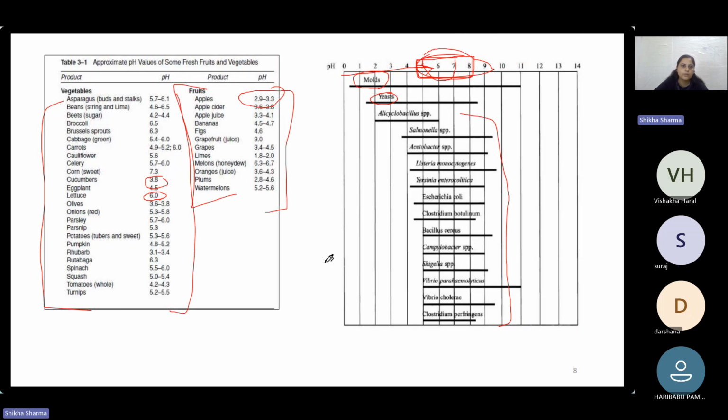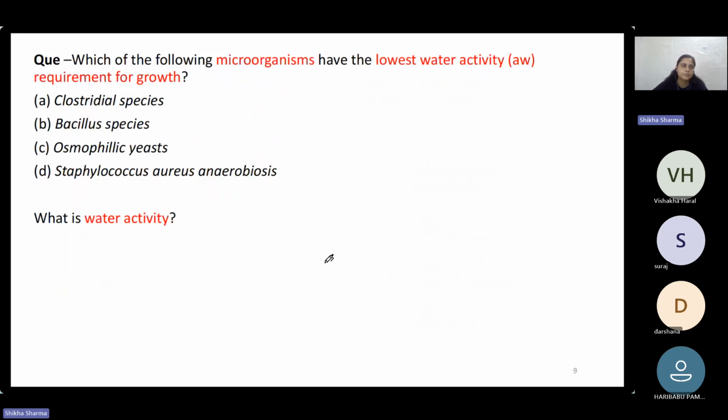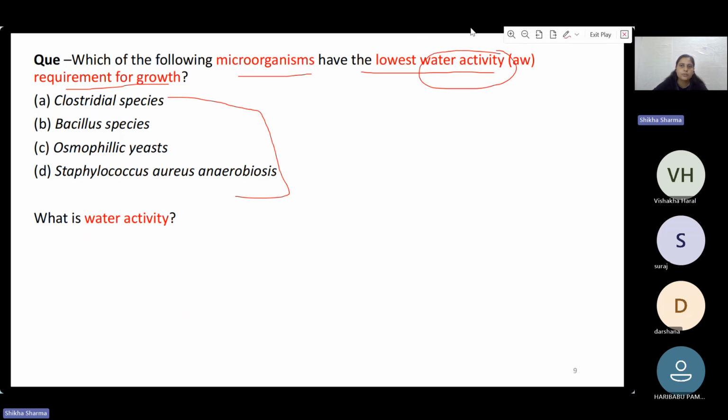Is this question clear to everyone? We are moving to the next question about water activity: which of the following microorganisms has the lowest water activity requirement for growth? We have four microorganisms. Can anyone tell what water activity is and what the difference is between water activity and equilibrium relative humidity? There are two terms very prominently used in food.